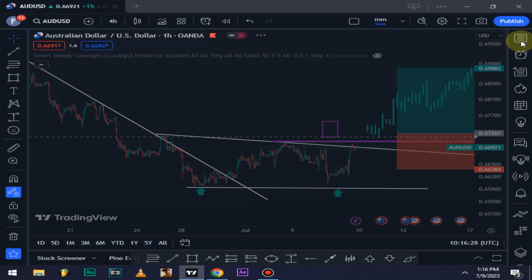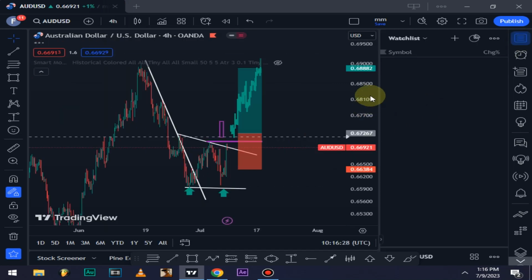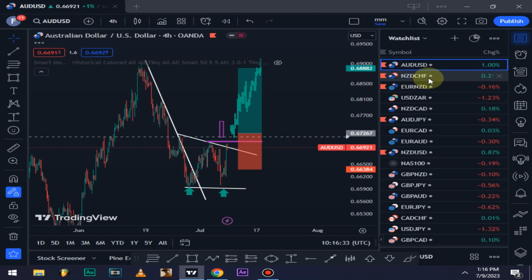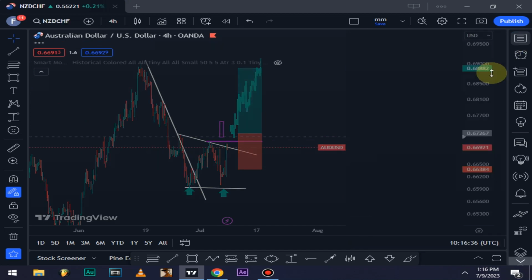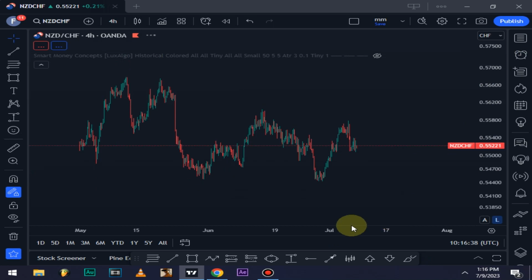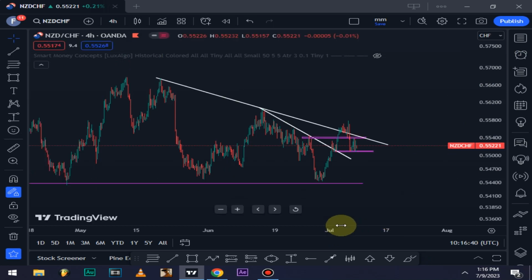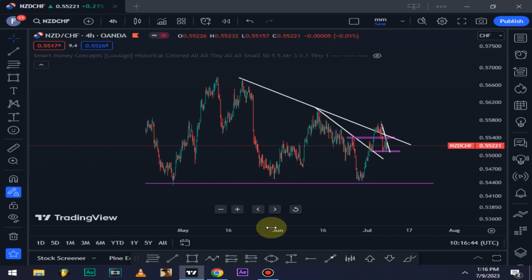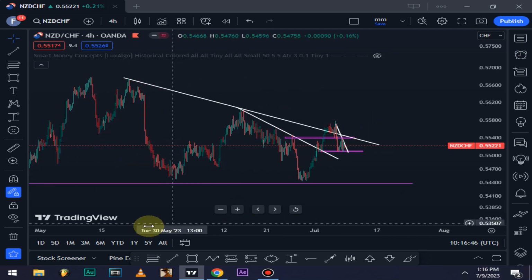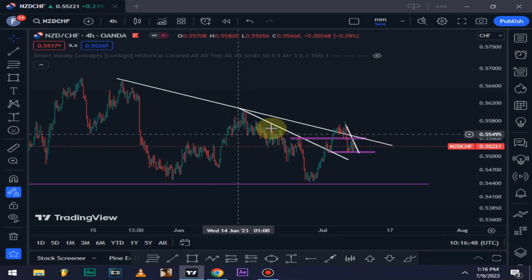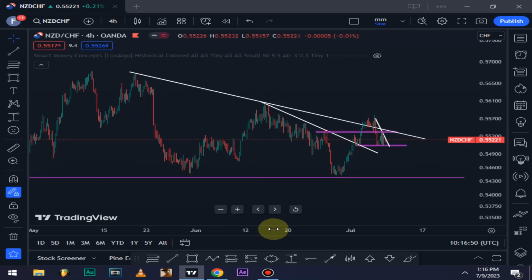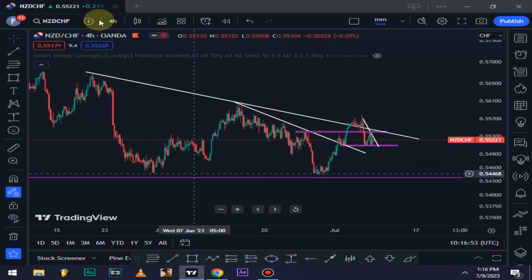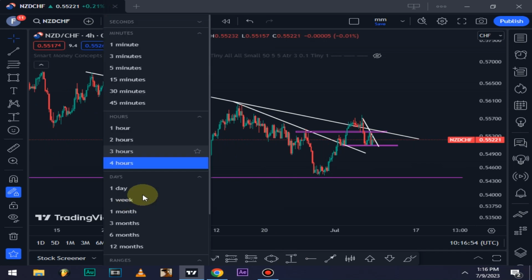Then I have another pair over here. The next pair that I'm looking at should be the NZD Swiss franc too. I've already done the analysis too. So the NZD Swiss franc, this is what's up. I've seen that price was, of course, in a downtrend, guys. Let me see from the daily.